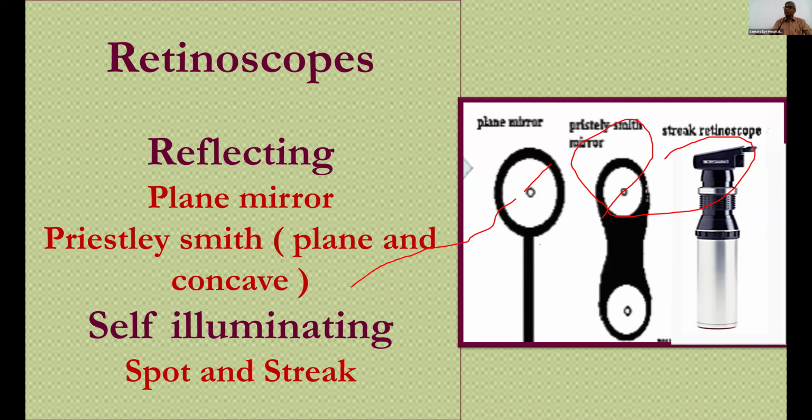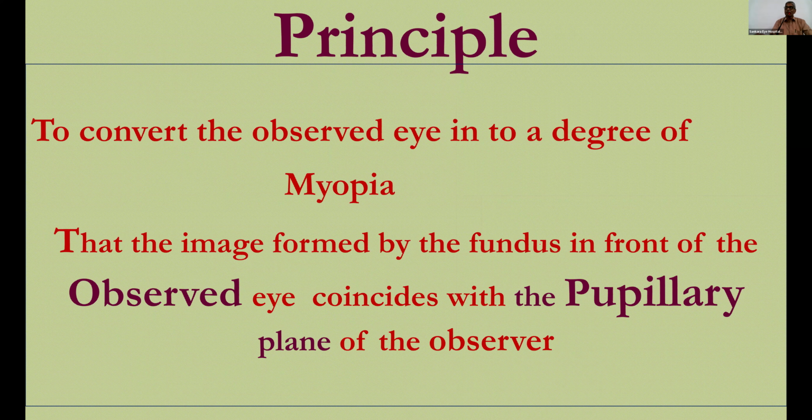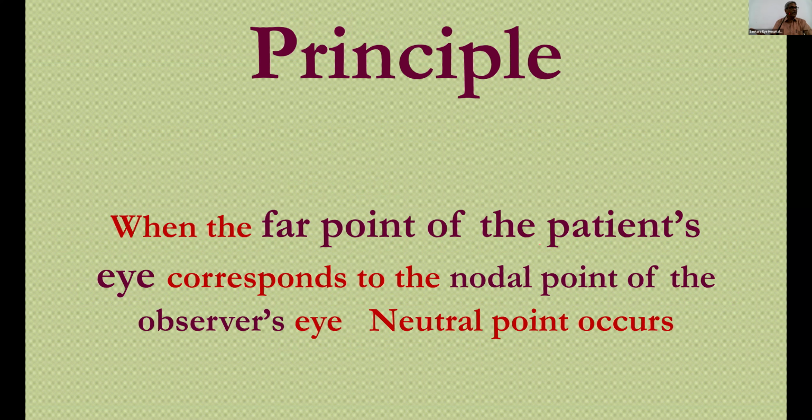See now here. This is what I told you. The aim is what? Image formed with the fundus in front of the observed eye, the patient's eye, coincides with the pupillary plane. Next, I already told now. Far point and the principal focus of the patient's eye corresponds to the nodal point of the observer eye. What is far point? Principal focus. The rays coming out of the eye, you're getting converged there. That's all. Just note common exam questions, principle of spectroscopy. You must draw the diagrams also.